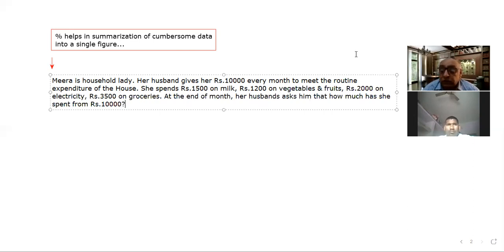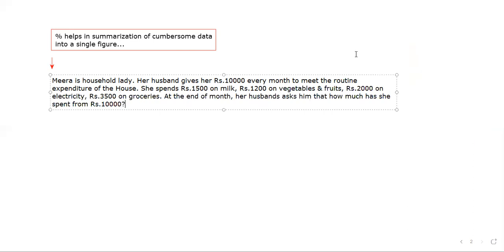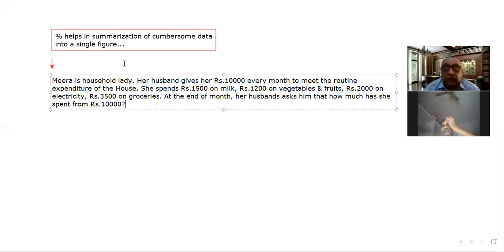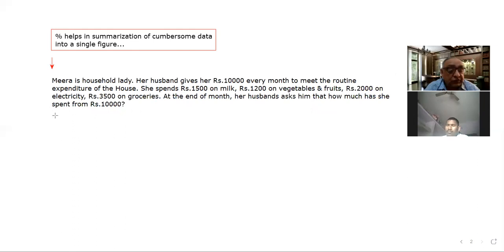Okay, so now the question is how can we solve it? How can we do this question? The point here is that there are two ways of solving the question. One way is that Mira has two options here.